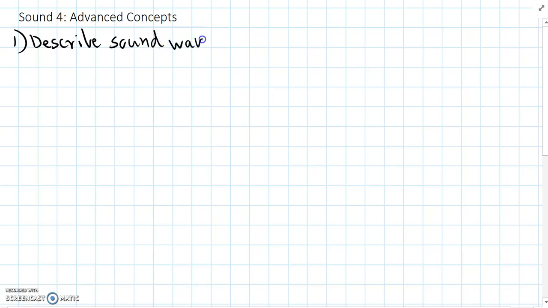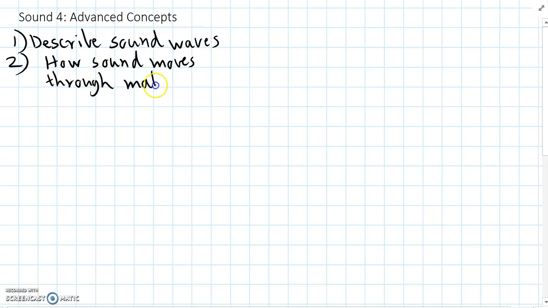We're now going to learn about some more complicated ways to describe sound. So the first thing we'll do is learn how to describe sound waves. And then compare how sound moves through different materials.